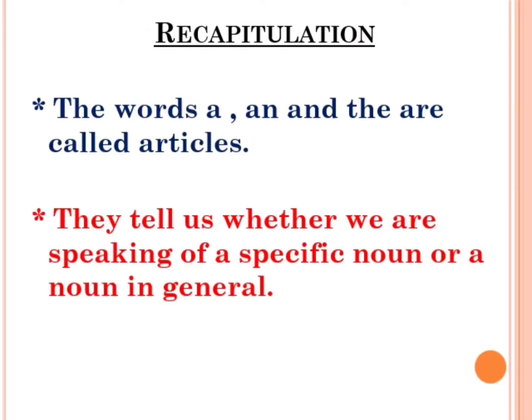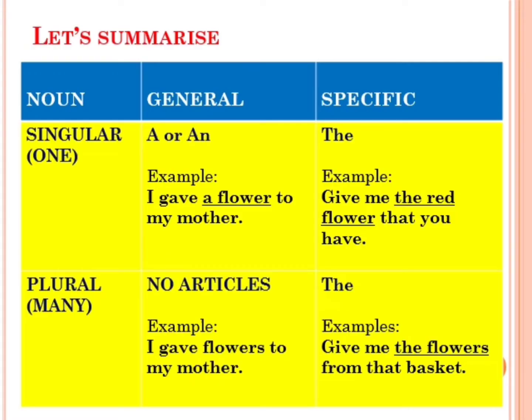Now, let's recapitulate what we learned till now. The words a, an, and the are called articles. They tell us whether we are speaking of a specific noun or a noun in general. Let's summarize. Here is a table summarizing the rules which we have to follow.